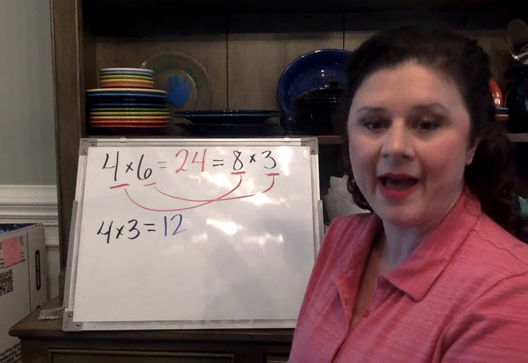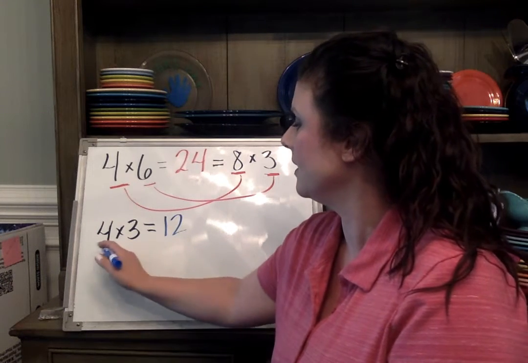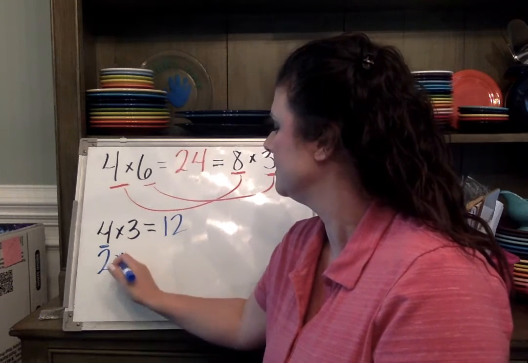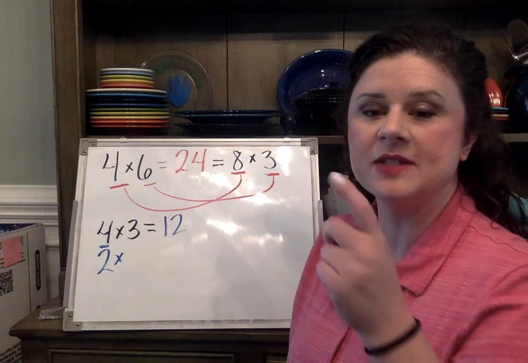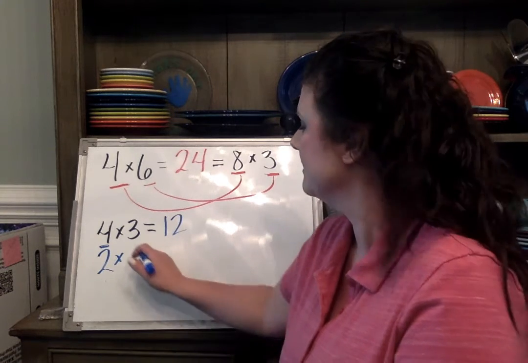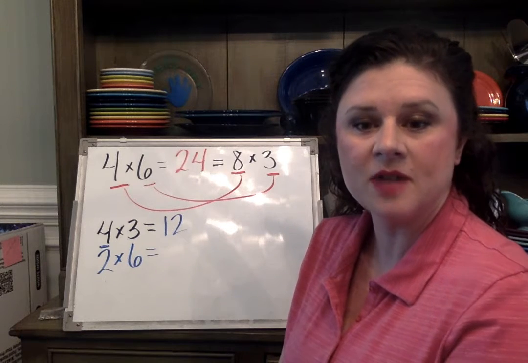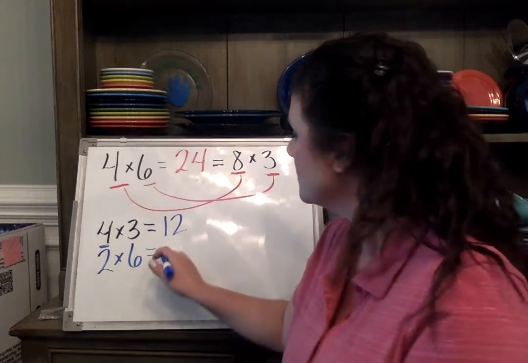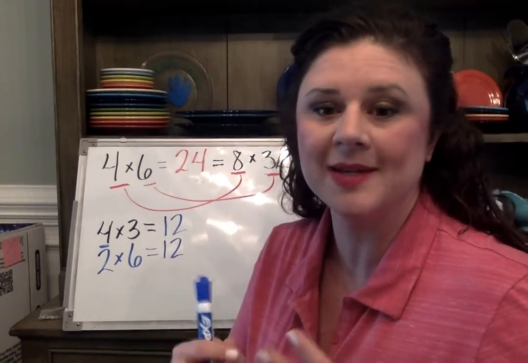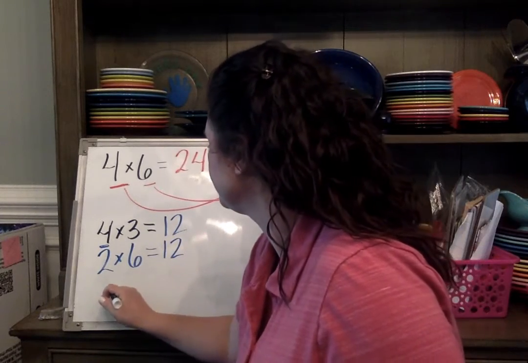Which number up here could I half easily? The 4. Half of 4 would be 2. If I half the 4, I have to double the 3. And if I double 3, I get 6. 2 times 6 is 12. Now, I do want to demonstrate this on a number line for you so you can kind of see where it applies. I'm going to draw my number line.